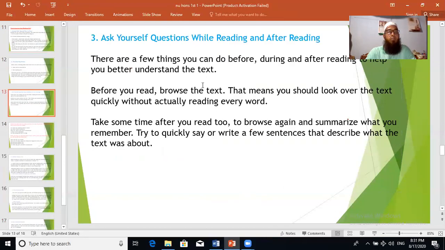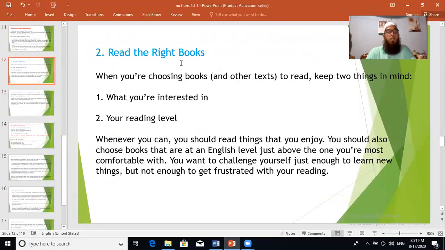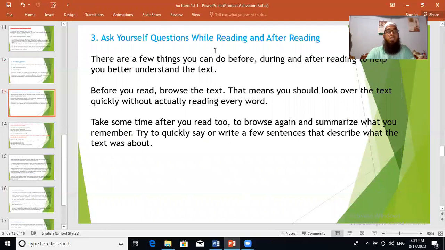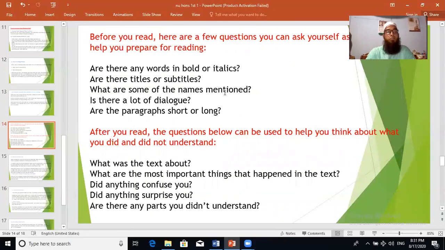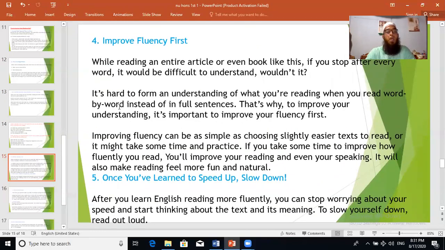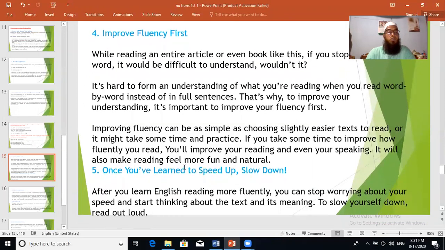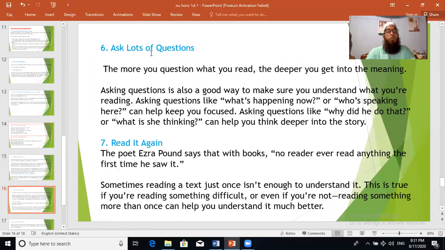Always make a special time to read the right books, and ask yourself questions while reading and after reading. These are the questions we discussed. And improve fluency first. So without any hesitation, you have to keep reading fluently. And then when you have got your fluency, you have to slow down. That means try now to understand the text. And you have to ask a lot of questions while you are reading to get the content of the text properly. And you have to read again.